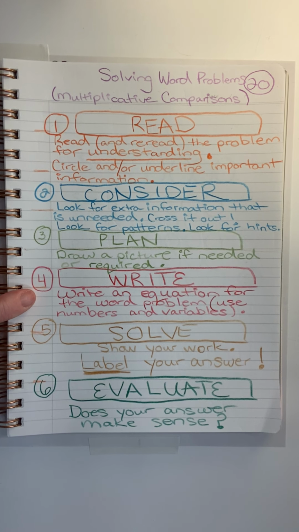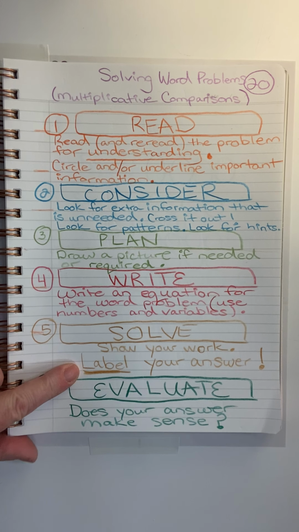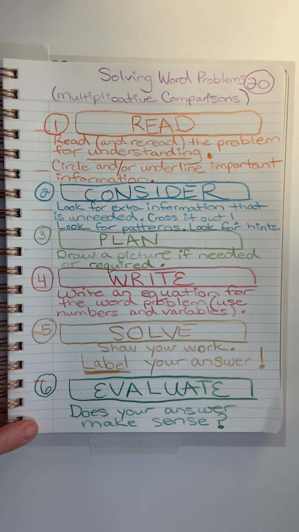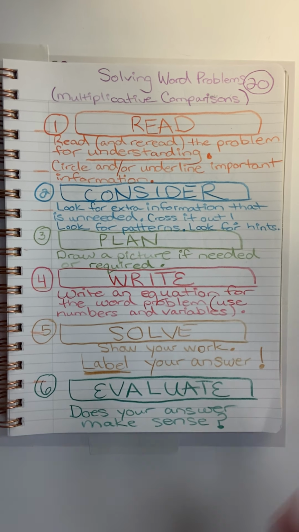Then we're going to write an equation for the word problem using numbers and variables. And then we'll solve the work and label our answer. And finally, we'll look back at the question and look at our answer and ask ourselves, does this make sense? Okay? So we really want to say, is my number supposed to be larger? Is my number supposed to be smaller? So does my answer make sense?